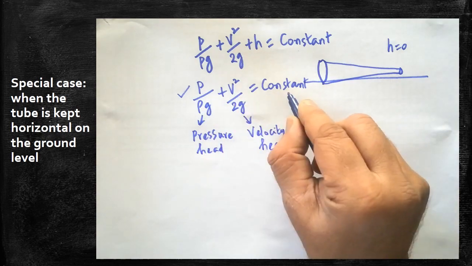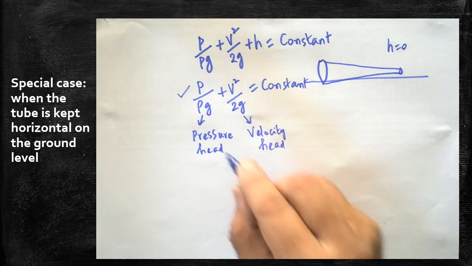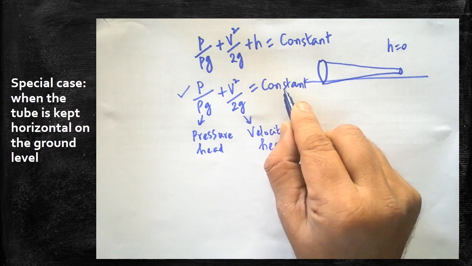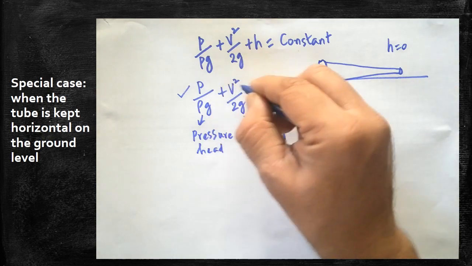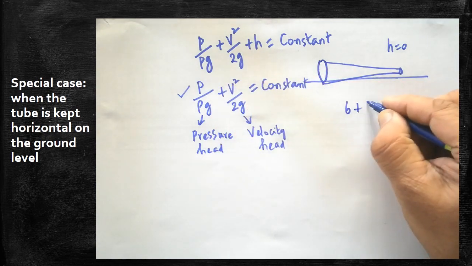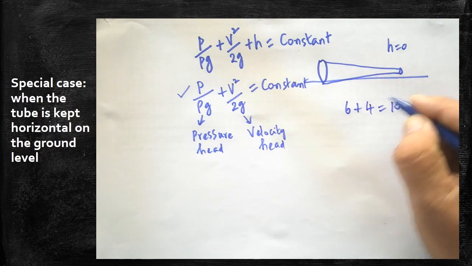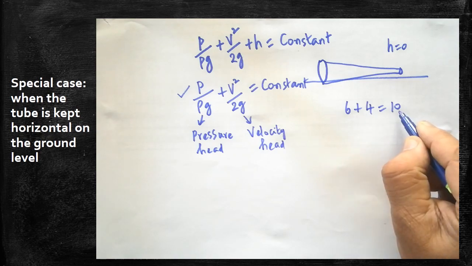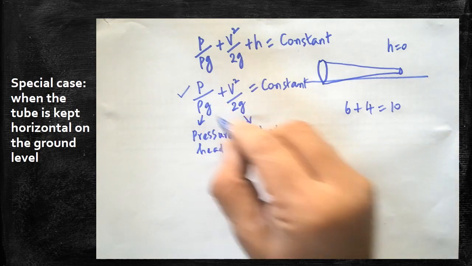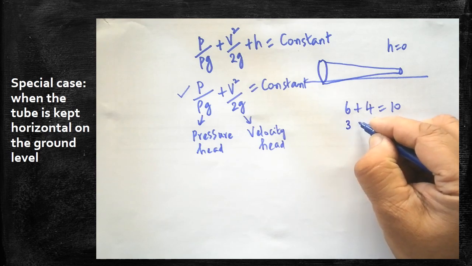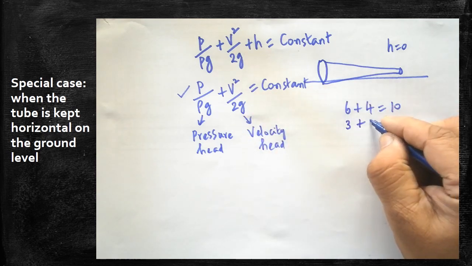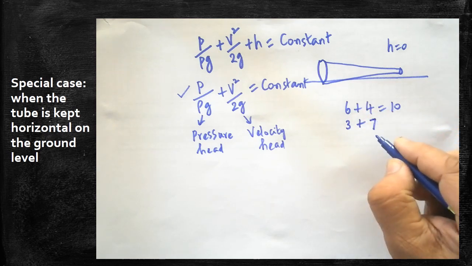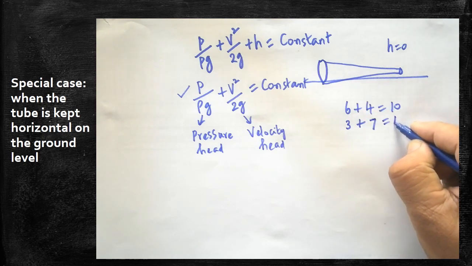When you add both, you will get a constant. If any one of the factors increases, the other factor will decrease. Only then this will be a constant. For example, if you add both, 6 plus 4 is equal to 10. Here the pressure value is 6 and the velocity factor is 4, so both added give 10. If the pressure is reduced to 3, velocity will be increased to 7. When this one decreases, this one increases. Again, if both are added, you will get 10.